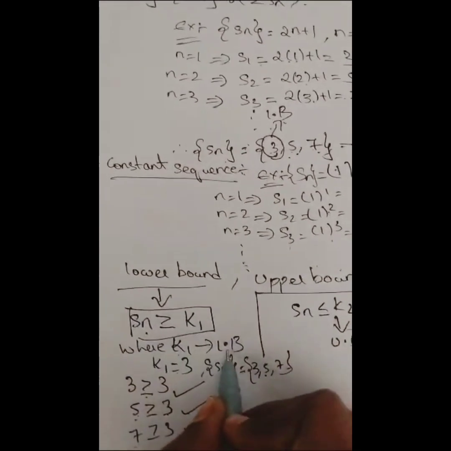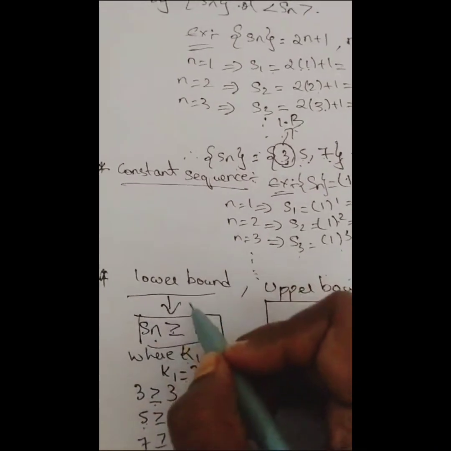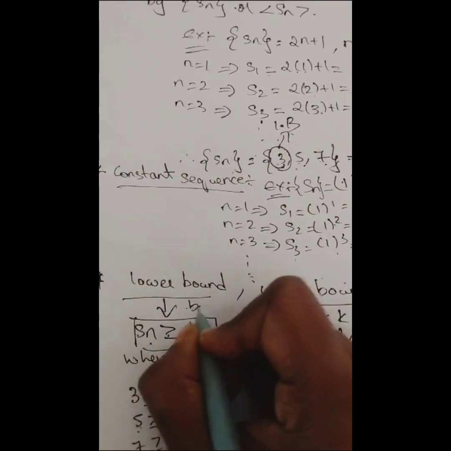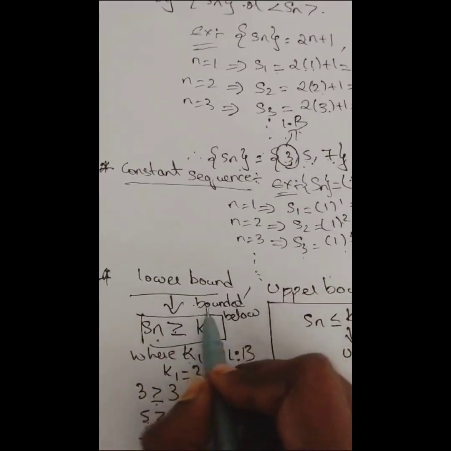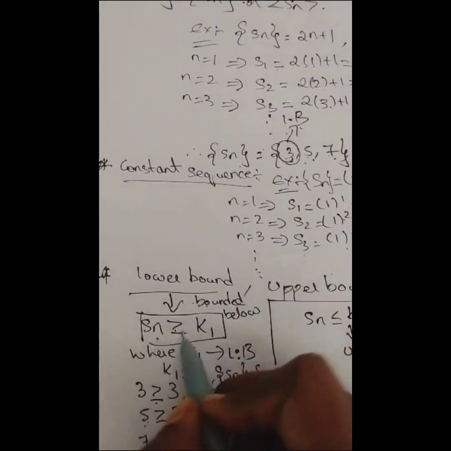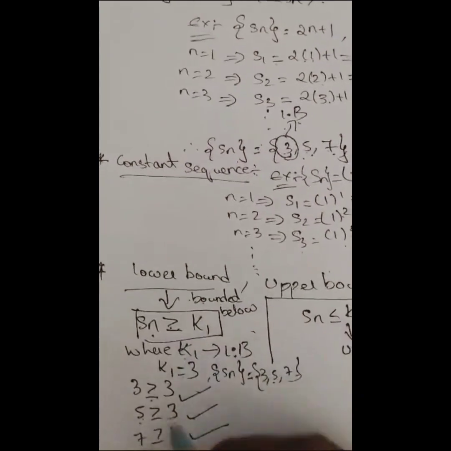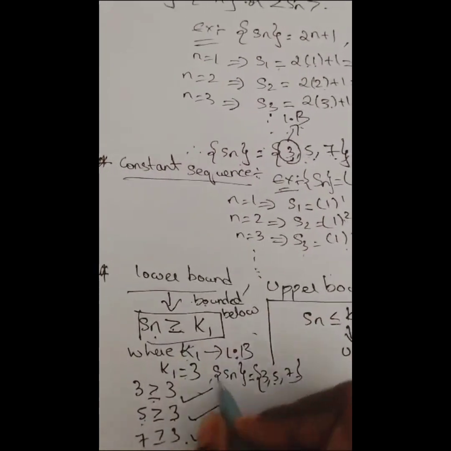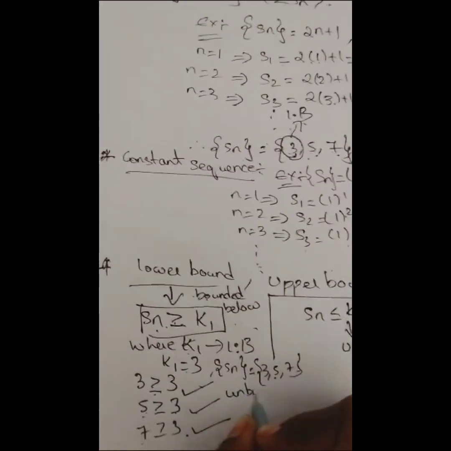Therefore k1 is a lower bound. Now the sequence Sn is said to be bounded below, because the sequence Sn has a lower bound. If the condition is satisfied, we call the sequence Sn bounded below. If this condition fails, then we call the sequence unbounded below.